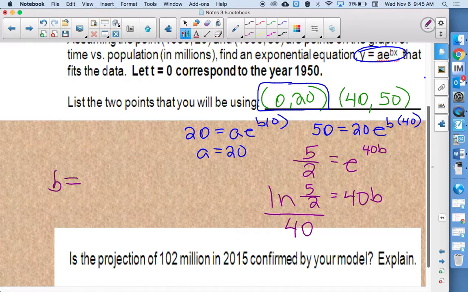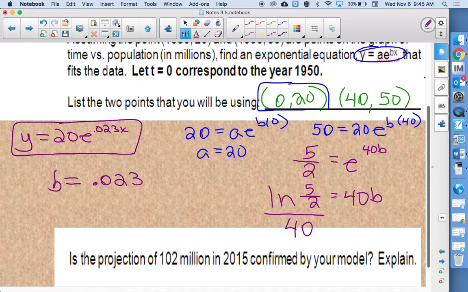Josh, what do you have? So we have 20 e and then 0.023 x. The bell is going to be ringing, but if I wanted to figure out if 102 million would be right for 2015, how many years later from starting in 1950 to 2015, what number would we plug in for 2015? 65. So I plug a 65 in, and I'd see, is that number 102 million? So that would be the way to answer the question. Plug the number in and see if it holds true.